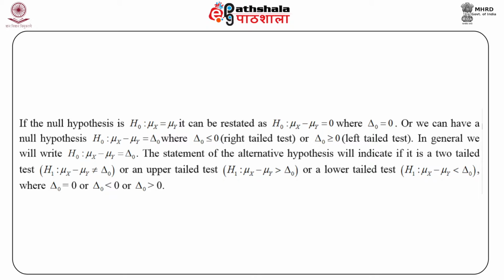The statement of the alternative hypothesis will indicate if it is a two-tailed test, which means we can write H1 as mu x minus mu y not equal to lambda 0. Or it could be an upper-tailed test. In that case, H1 could be written as mu x minus mu y greater than lambda 0. Or it could be a lower-tailed test, and then we would write the alternative hypothesis H1 as mu x minus mu y less than lambda 0, where lambda 0, as we mentioned earlier, is 0, or lambda 0 is less than 0 or lambda 0 is greater than 0.